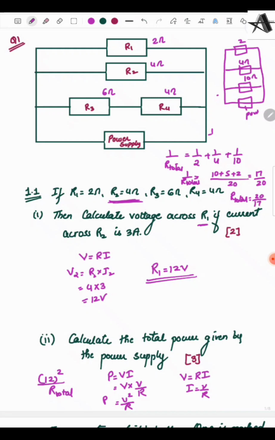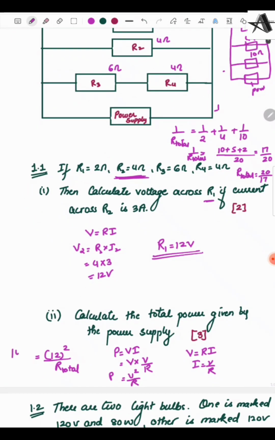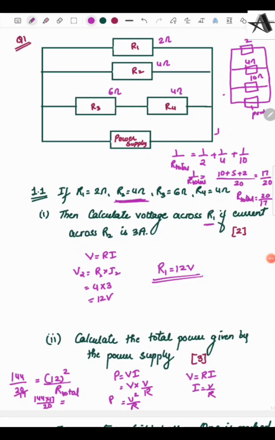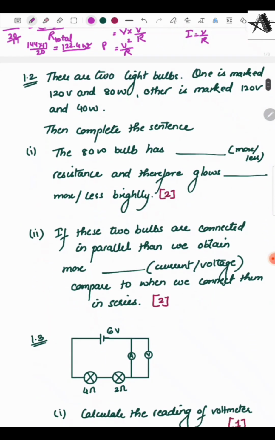So if R total is 20 over 17, 12 squared is 144. So 144 over R total, which is 20 over 17, or 144 into 17 over 20. This can be simplified as 122.4 watts. This is your final answer. Moving on to the next one.